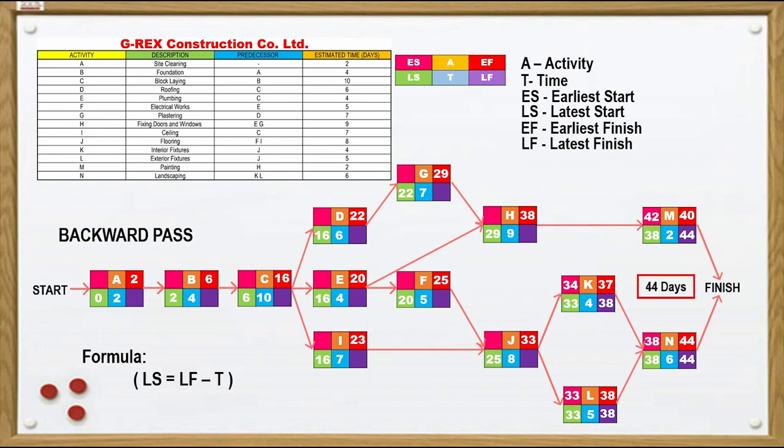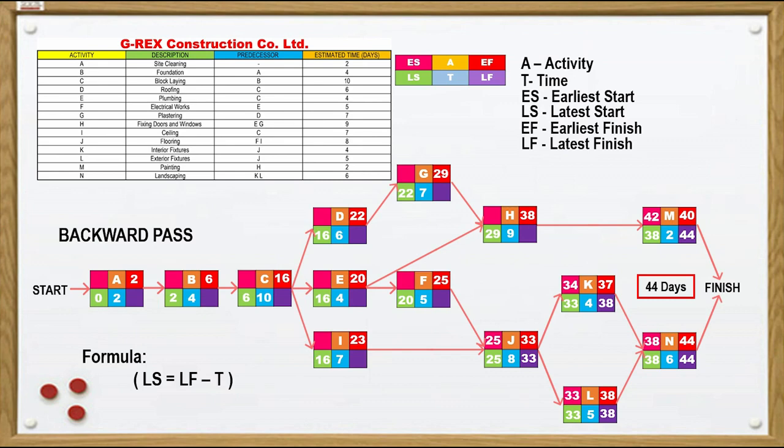Proceeding to activity J, which has two successors, activities K and L. Opposite from the forward pass, where we need to get the highest value, in the backward pass we should get the lowest value of the successors. For activity J, we will take the latest start time of activity L, which is 33. Then 8 will be subtracted from 33, which is equal to 25.